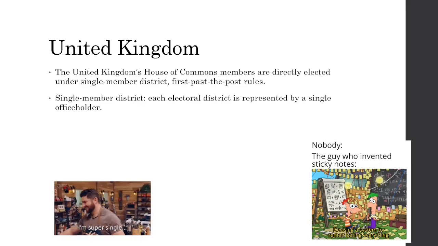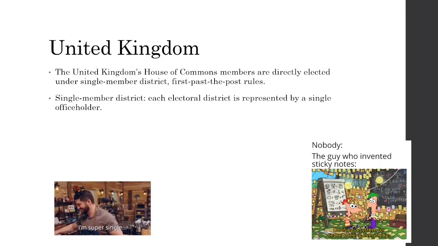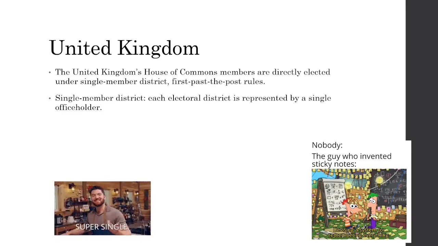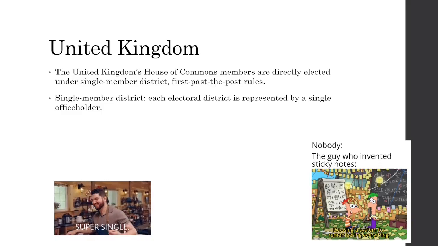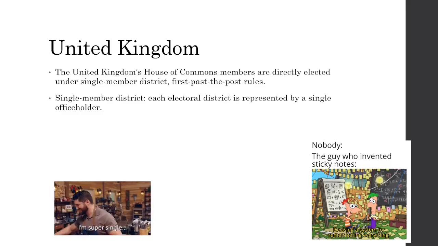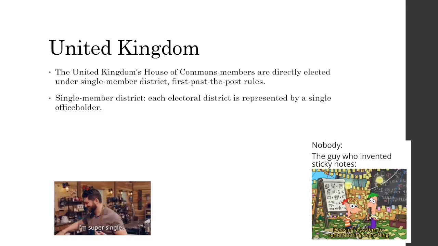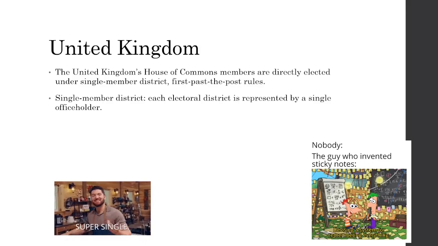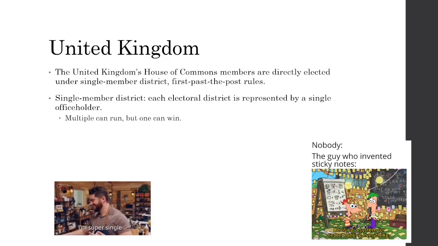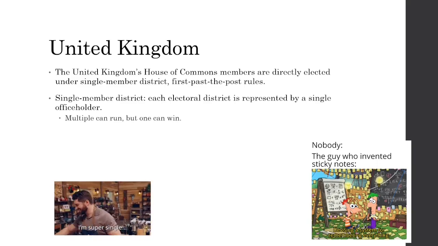A single-member district is where each electoral district, they have multiple electoral districts throughout the country, is represented by a single office holder. So the people within that district elect one office holder. So if multiple districts support a certain political party, there'll be multiple office holders in the House of Commons that are part of that political party. Multiple people can run within a district, but only one person can win that district.